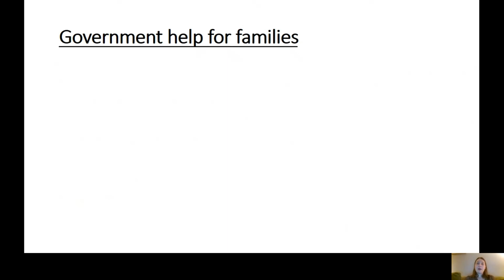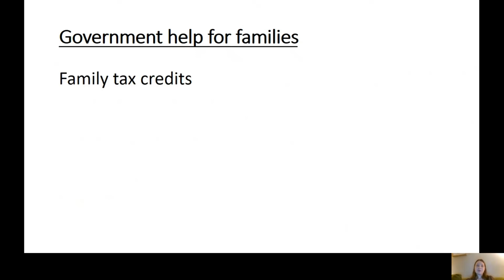Okay, so one thing that it should say on your sheet is that government and policies and policymakers care about these issues that affect families, because there's that idea that the family reflects on society. And so, you know, if families are functioning well, then society can function well. So governments do things to try and provide help for families.